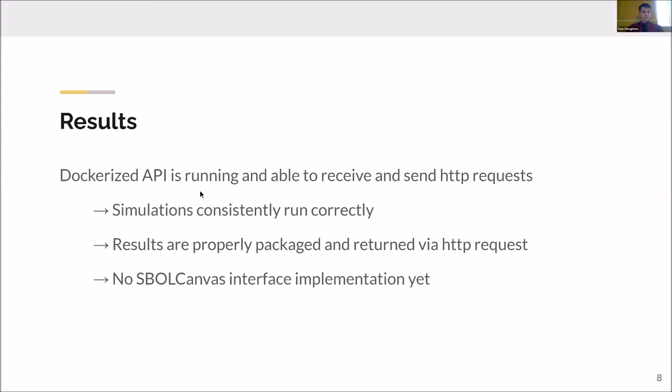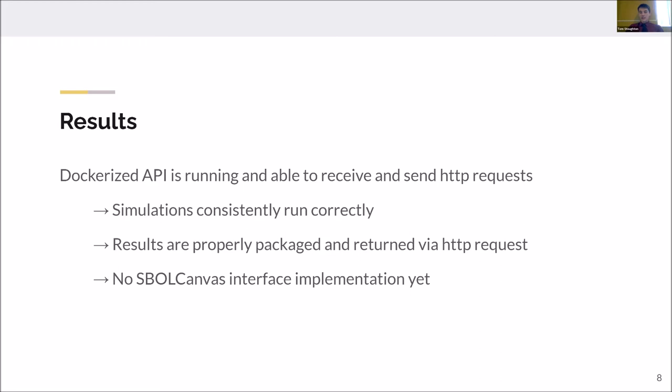What our API is actually able to accomplish is that it is able to receive an HTTP request with a Combine archive in the body. It's able to simulate this Combine archive correctly and then send the results back as a response to the HTTP request.